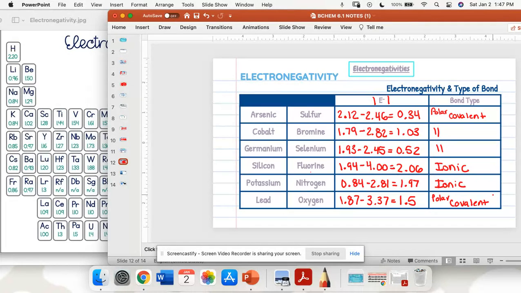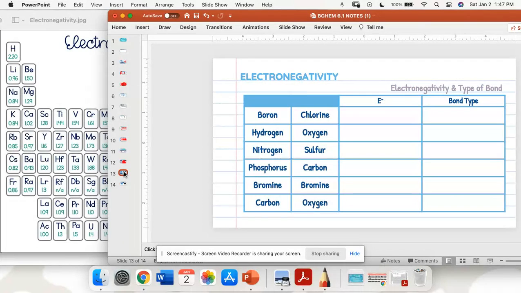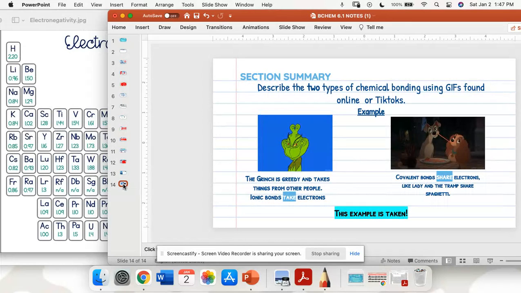All right, and I want you guys on your own, you'll have to complete it in your notebook, but I want you to complete it for this video question also. You're doing the same thing, and these are your practice problems right here. Once you finish that, this is the section summary, just so we understand the difference between ionic and covalent bonds.